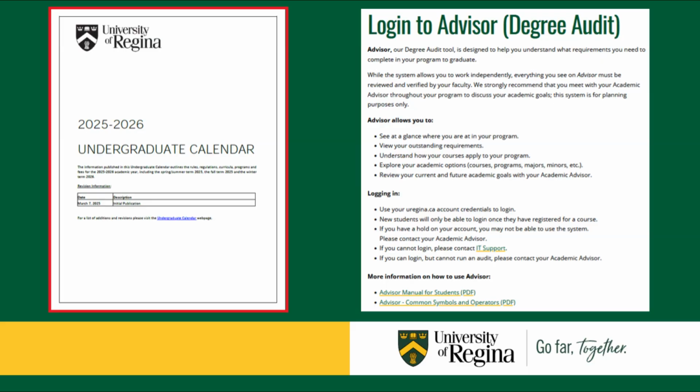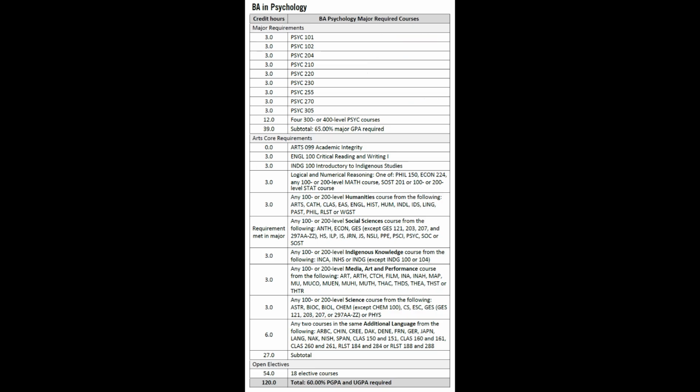Let's look at an example together. In the 2025-2026 undergraduate calendar, this is what the requirements for the Bachelor of Arts in Psychology look like. The left column indicates credit hours while the right column indicates all of the required courses. The BA in Psychology requires 120 credit hours.